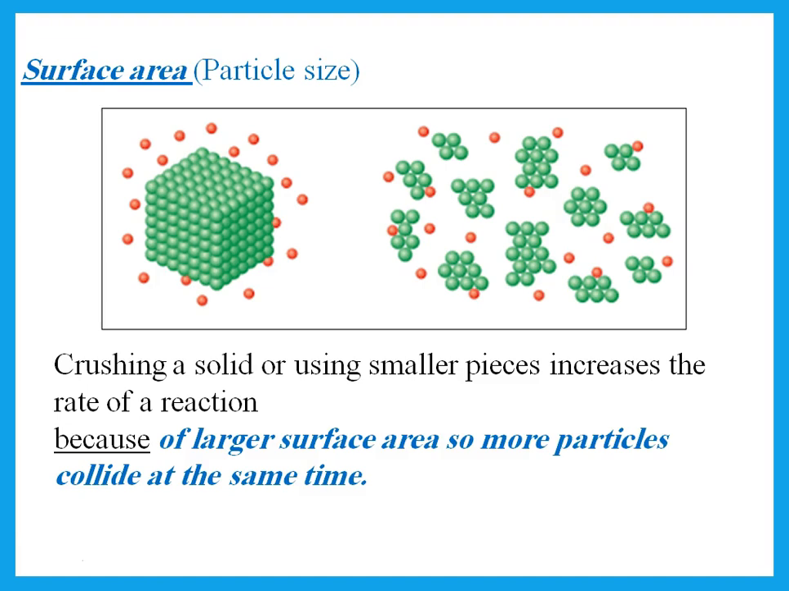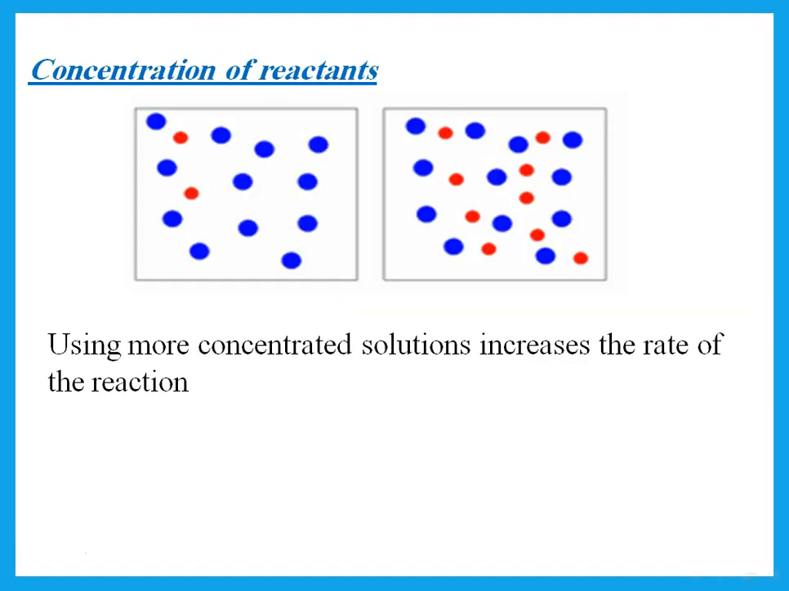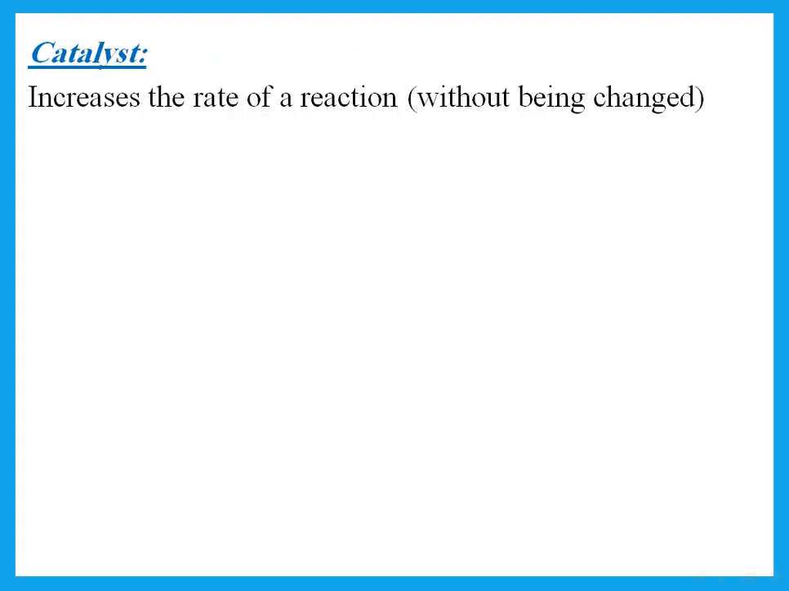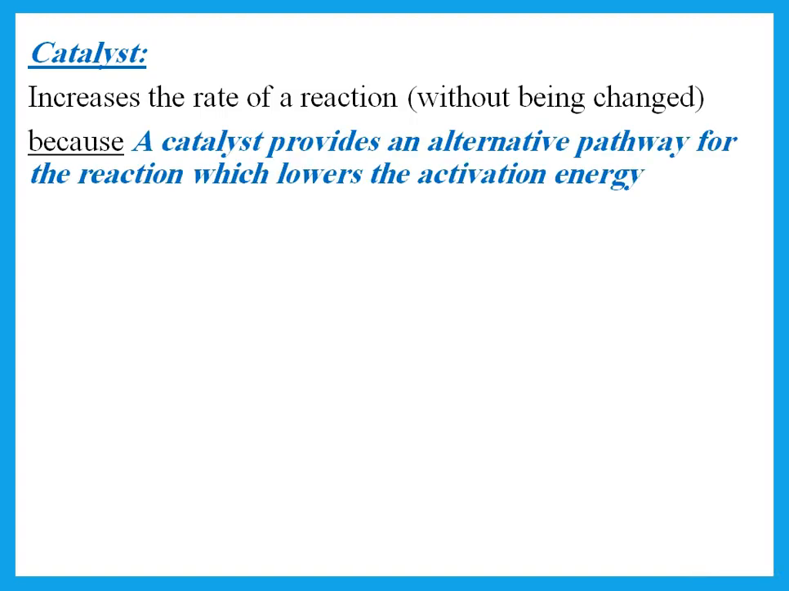more frequent collisions. Concentration. If I use a more concentrated solution, then the rate is faster. Again, why is that? Because then I will have more particles in the same volume, so they will have more collisions at the same time. Catalyst, remember, a catalyst increases the rate of reaction without being changed.